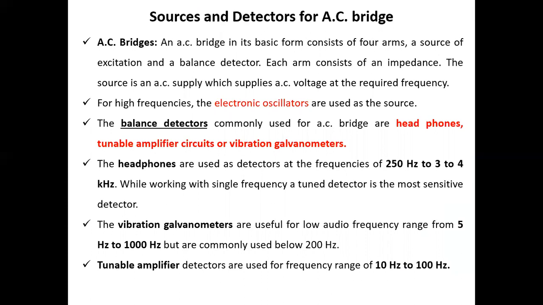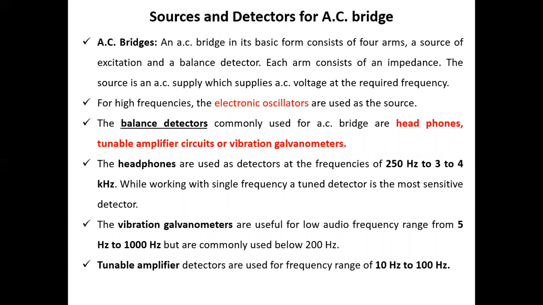Now we have already studied the Wheatstone bridge. In the Wheatstone bridge, there are four arms. Each arm consists of a resistance, and there is one detector which is used for checking the bridge balance condition, and the source which is used to give the supply to the bridge.